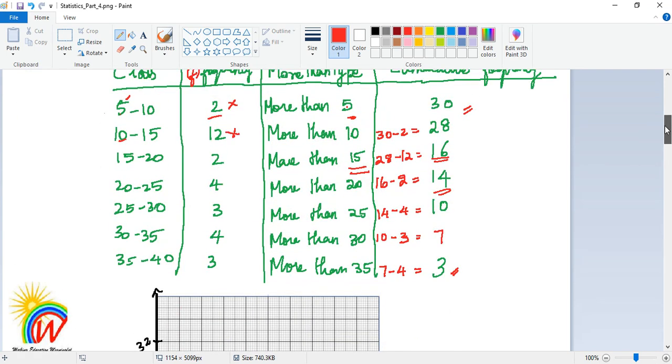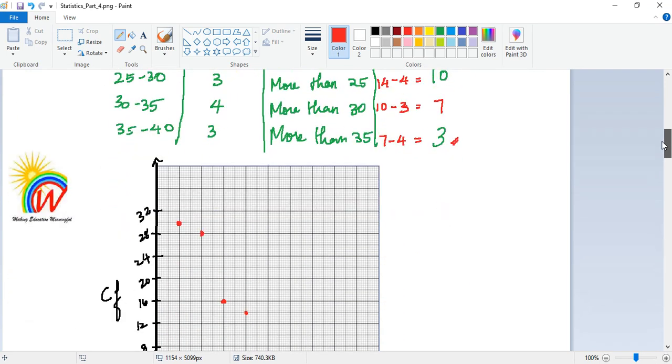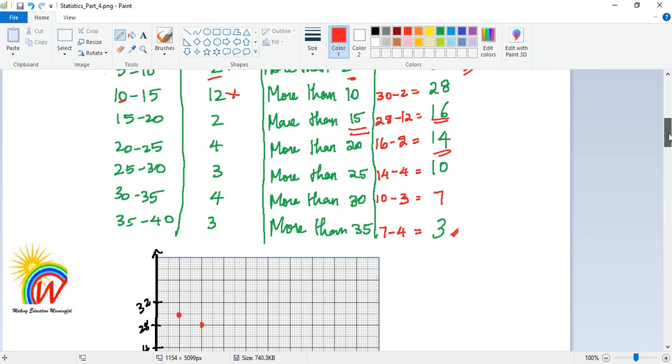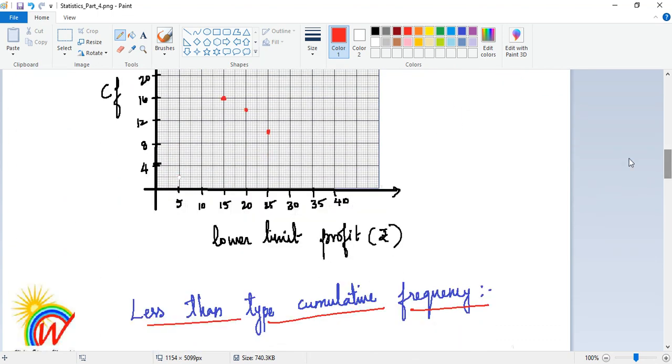Okay. Then for 25 you have 10. So you have 10 for 25, so that's going to be over here. And then the next thing is for 30 you have 7. So for 30, this is 4, this is going to be 6. 7 is going to be somewhere in between 6 and 8.